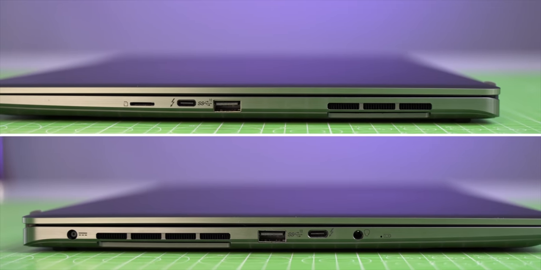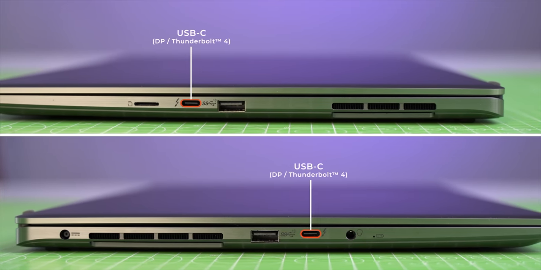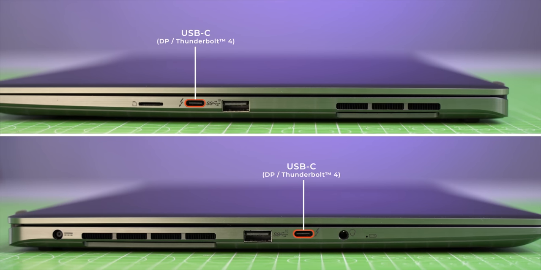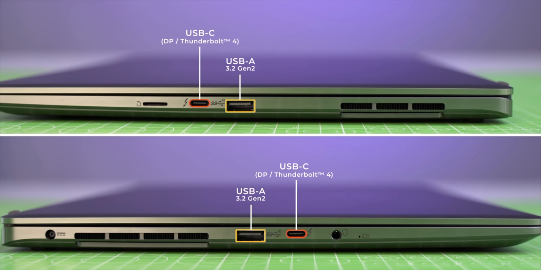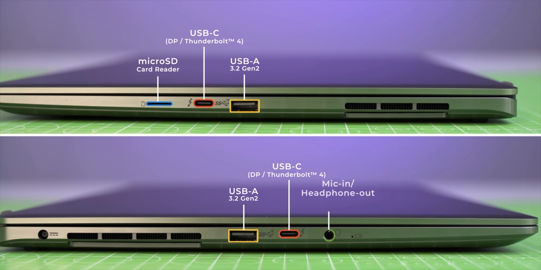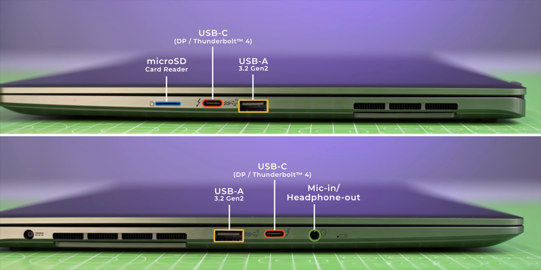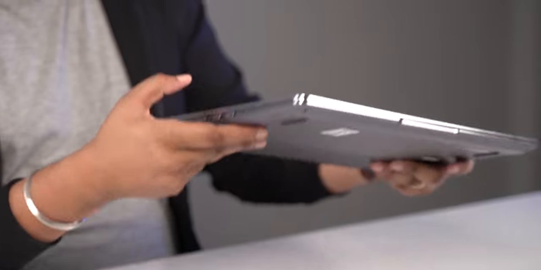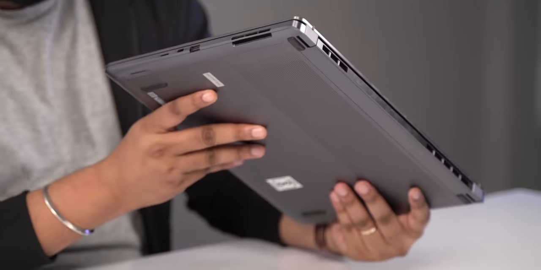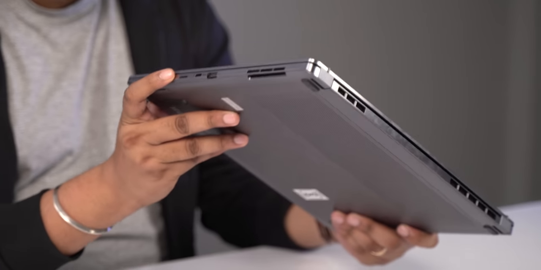Coming to the ports, the Z16 has two USB-C ports and both of them are Thunderbolt 4 ports with DisplayPort support. There are also two USB-A ports, a microSD card reader and a headphone mic combo jack. Now the ports are one area where I feel MSI could have done better. I mean, no HDMI port or no Ethernet in a Creator laptop is a bit odd. Also, I would have liked a full-sized SD card slot, but yeah, it is what it is.